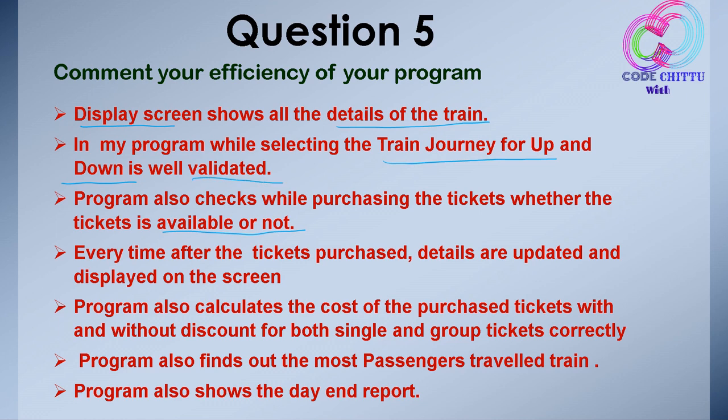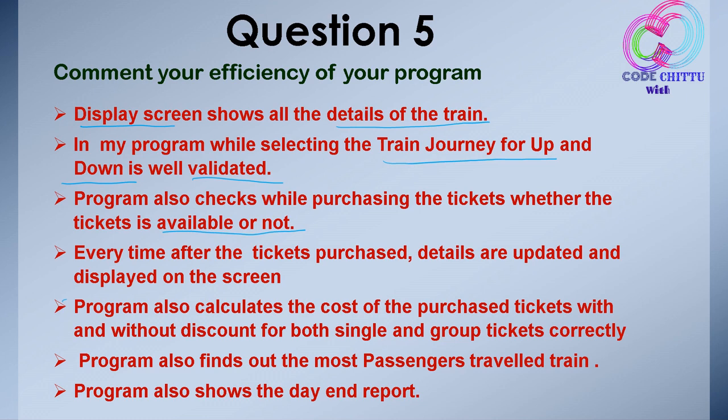If you have time, if you forgot some other points, if you want to elaborate these two points, you can elaborate them into three or four points, right? And every time after the ticket purchase, the details are updated and displayed on the screen. So updated, you can say updated in the array, and then we can use that one. That also you can tell.